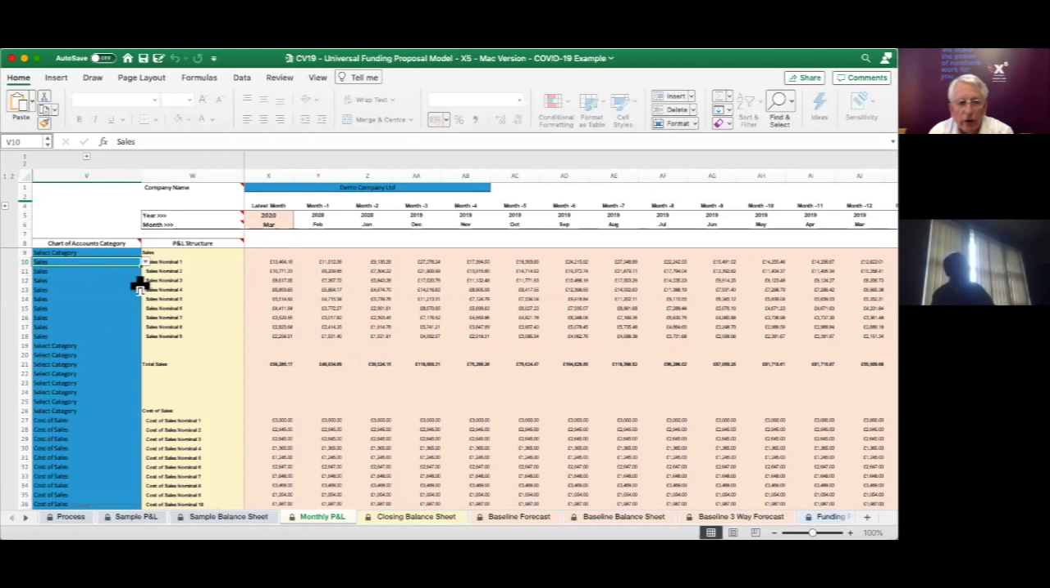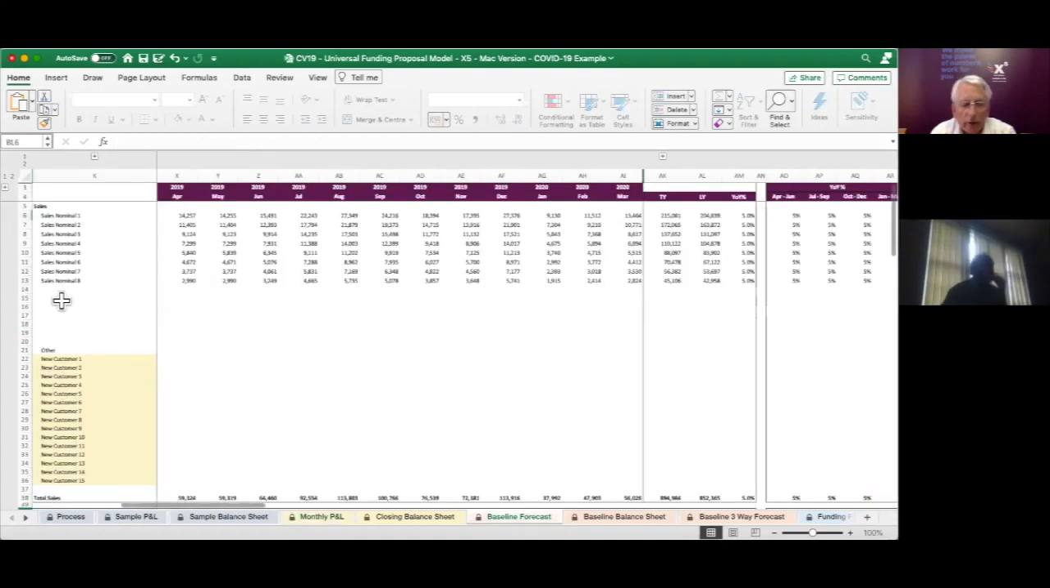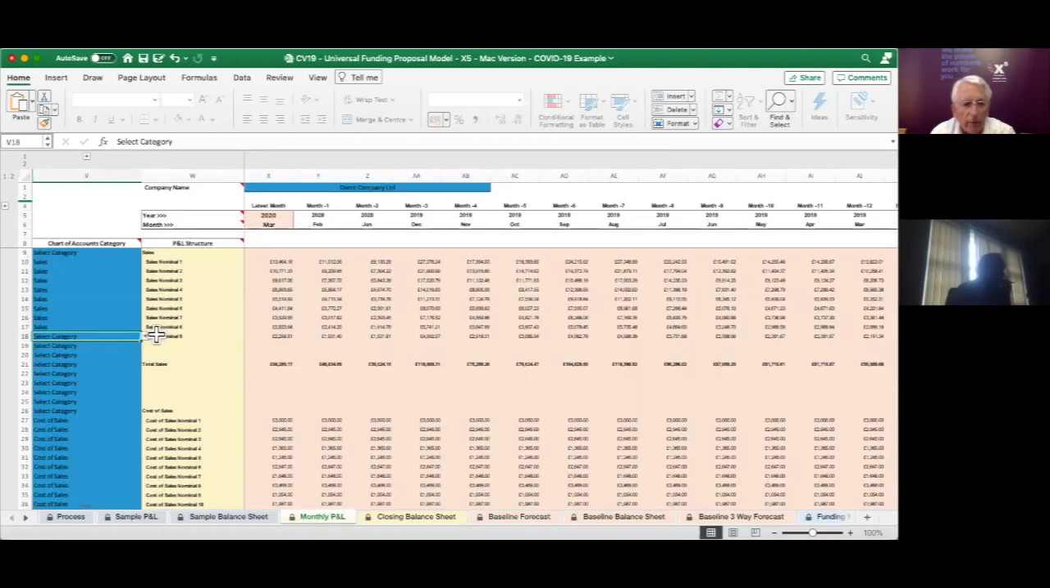You've got to choose whether it's sales. Now, generally speaking, it's going to be sales there. But if, for example, you've got a description in there, a total column that you didn't want to use, if you use select category, so sales nominal ledger number 9, if I went to put there select category, it wouldn't appear on my baseline forecast. When I go along to the baseline forecast, sales nominal 9 now doesn't appear. So all I'll do is I'll go and revert that back.